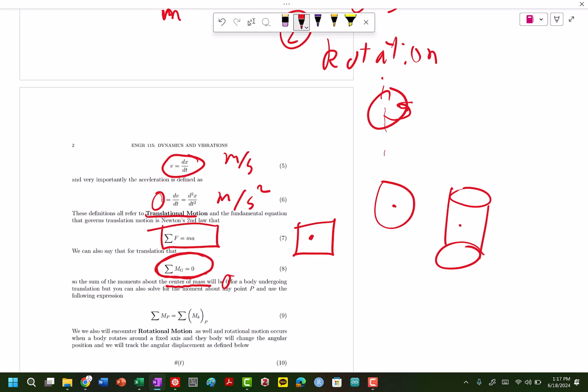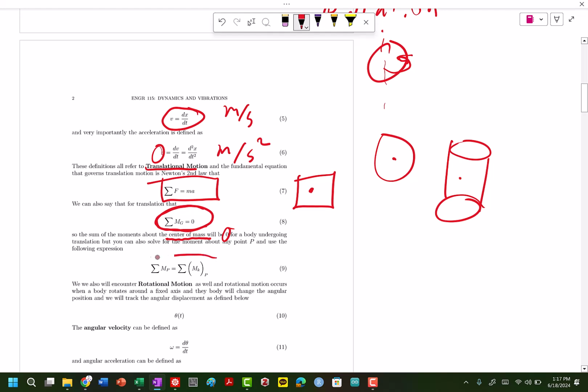Additionally, you can also take the sum of the moments around any point, which must be equal to the acceleration term that we see here. So you can pick any point. If this is the center of mass G, I can do the sum of the moments at any arbitrary point here, and the sum of those moments must be equal to essentially that acceleration term here. So that is all about translational displacement or translational motion.